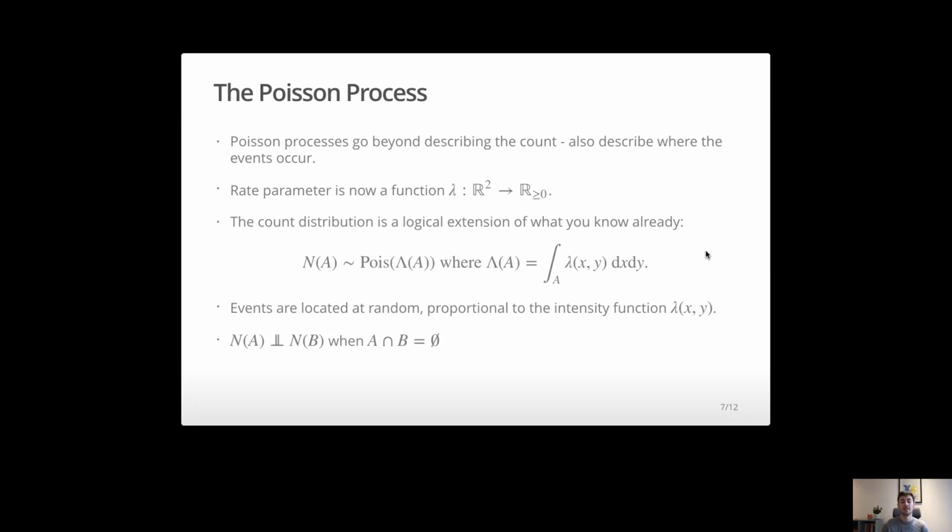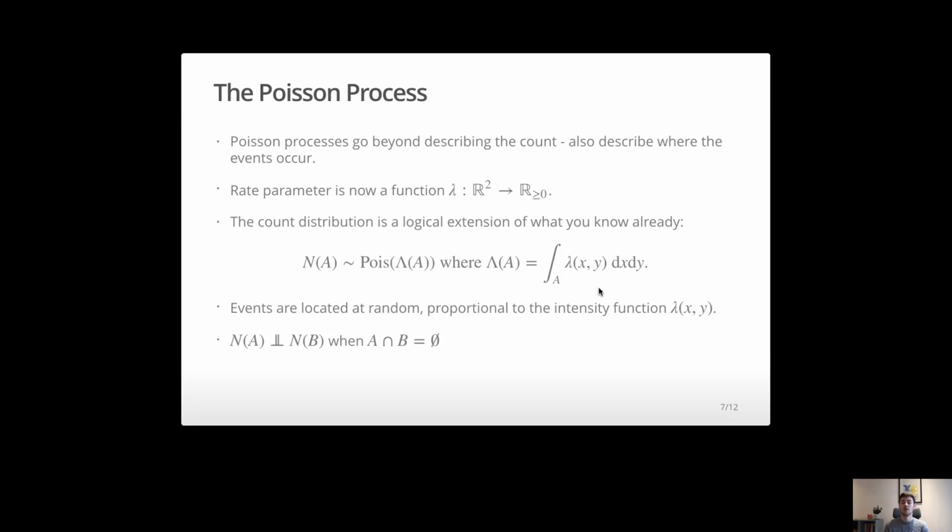The number of events that you see on each region follows in very much the same way as what we saw before. So the event count on a set A is going to be Poisson distributed with the parameter capital lambda of A. And what this represents is the integral of the intensity over that region. So as we saw before, if we double the size of the region and this intensity is constant, then we're going to double the expected number of points.